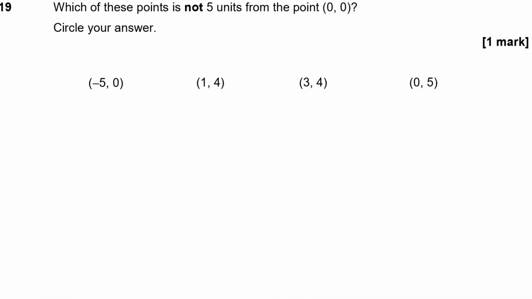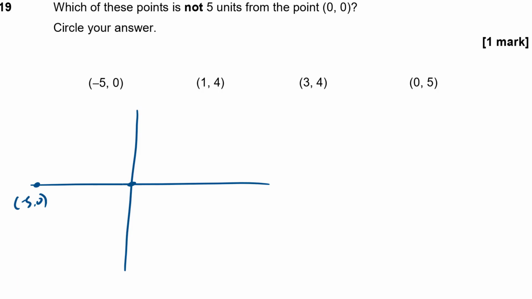Question 19. Which of these points is not 5 units away from the point 0, 0? Circle your answer. Some of them are very clearly going to be 5 units away, but the other one's not so clear. So let's have a quick look at this. Let's draw some axes. The origin is here, and minus 5, 0 is going to be here. It's pretty clear to see that that is going to be 5 units away from the origin.